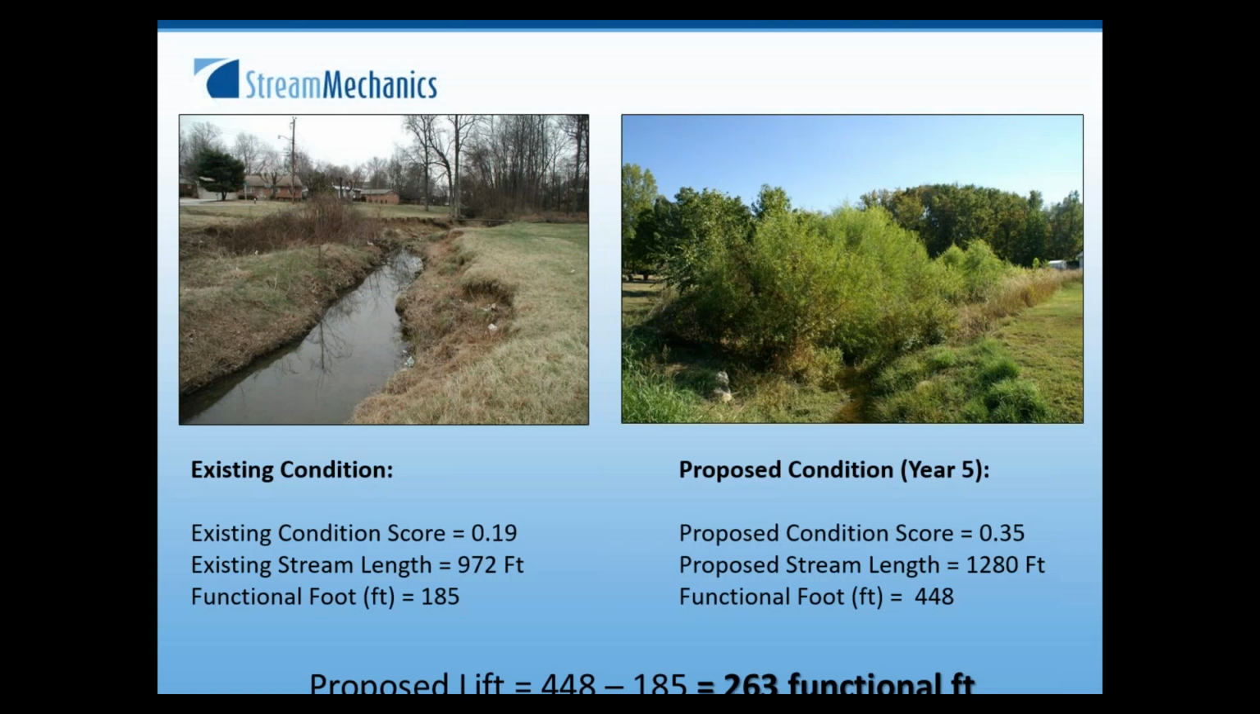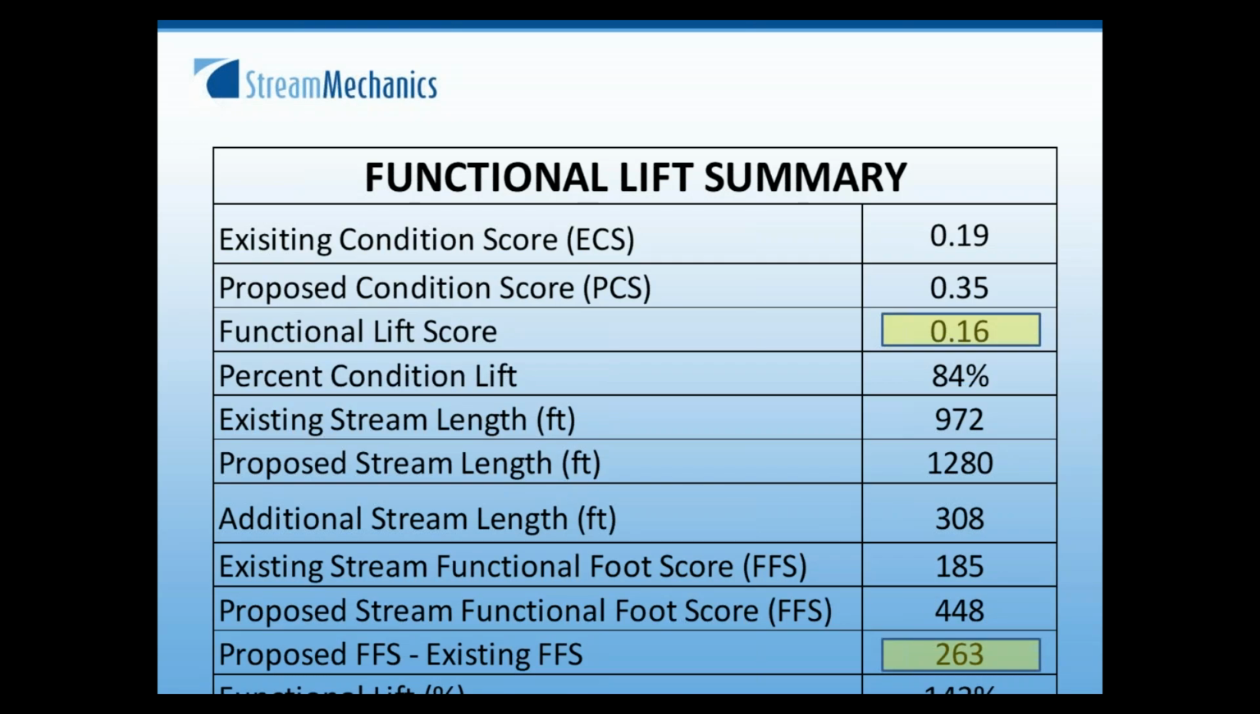In other words, you can't take this 263 functional feet and call it credits in a ratio-based method where on the debit side it was just 1 credit or two credits needed per foot, for example. We're not going to mix units. So 263 credits required if the debit method used the SQT or debit tool as well. The important point here, though, is that this lift does fit the definition of a credit. The results also give a functional lift summary table. So for that site, you can see the existing condition score, the proposed condition score.